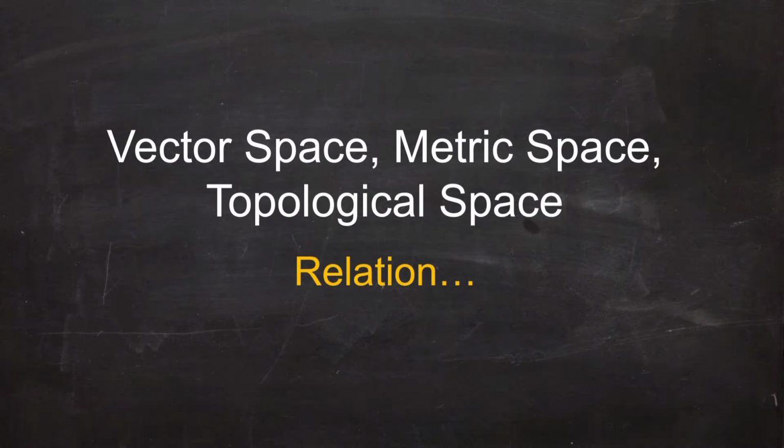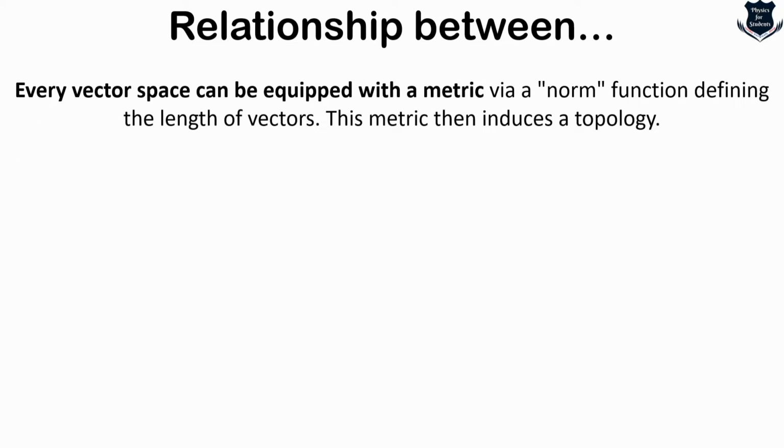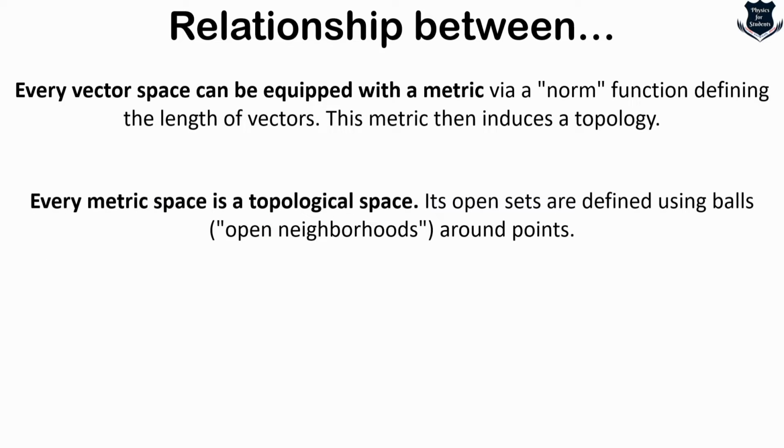Now it is time that we see what the relation is between vector space, metric space and topological space, and only then will we understand the topological space concept. The relation is that every vector space can be equipped with a metric via a norm, that is the function which defines the distance between vectors or their length, and this metric induces a topology.